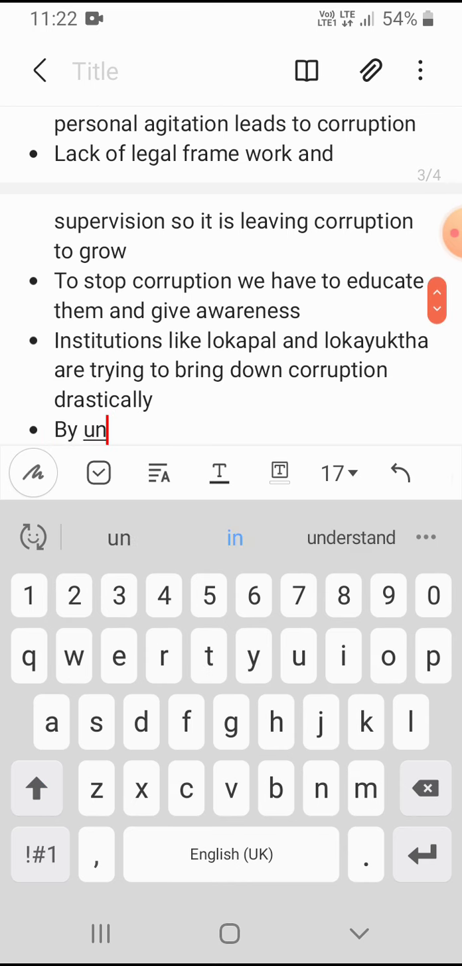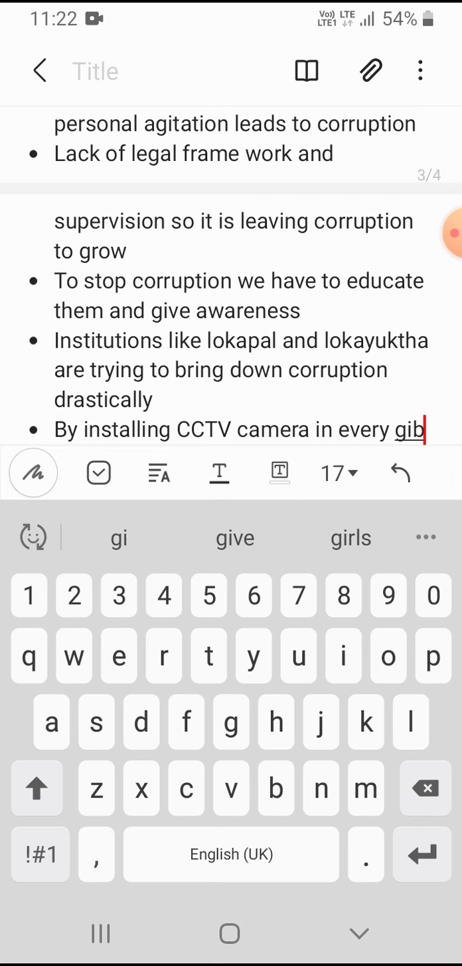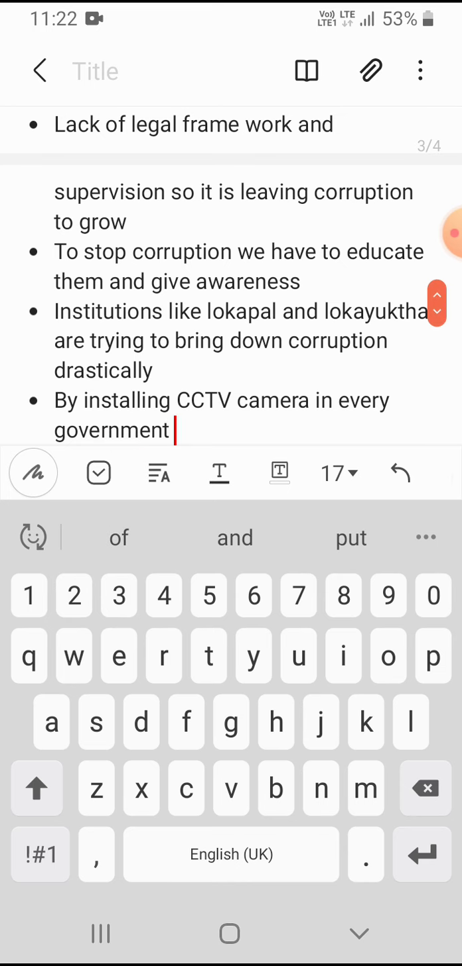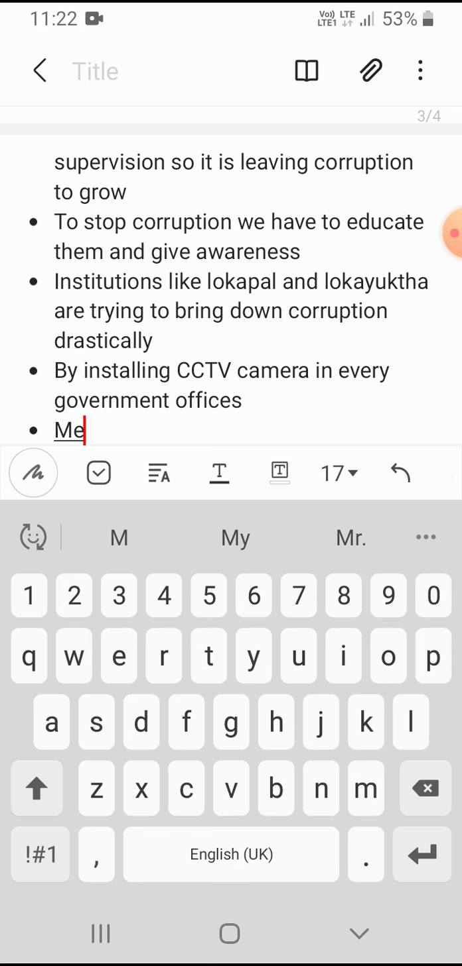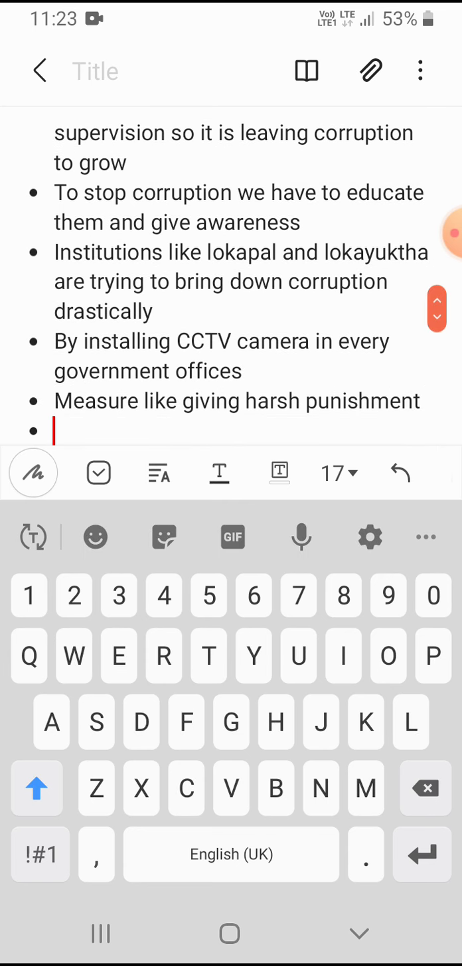And by installing CCTV cameras in every government office, as well as measures like giving harsh punishment, means much more punishment, to those who do corruption. So these are what we can do to stop corruption.